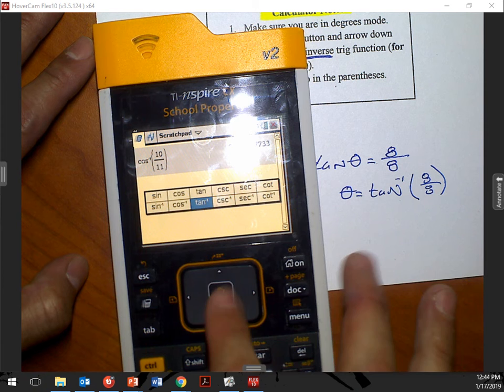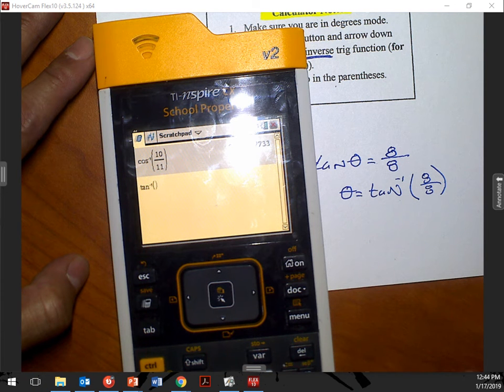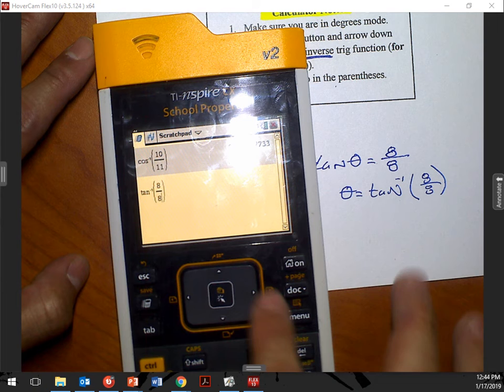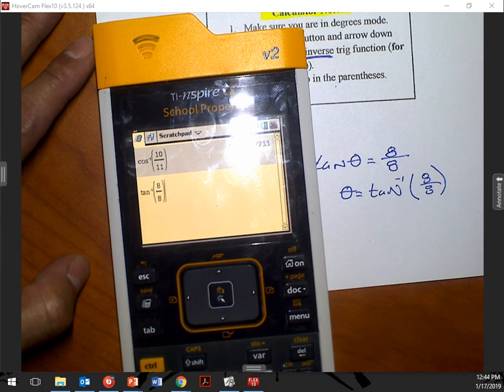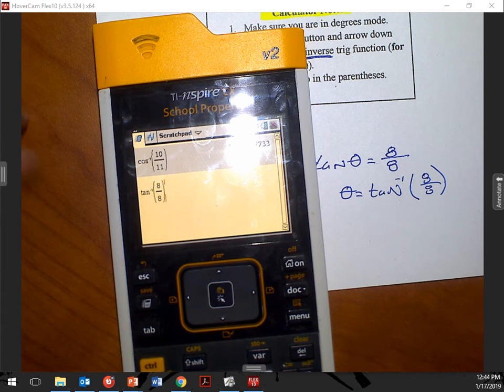I keep on forgetting to put that little one. Oh, darn it. Language. I just recorded that. My bad. I forgot how to do that with the calculator.